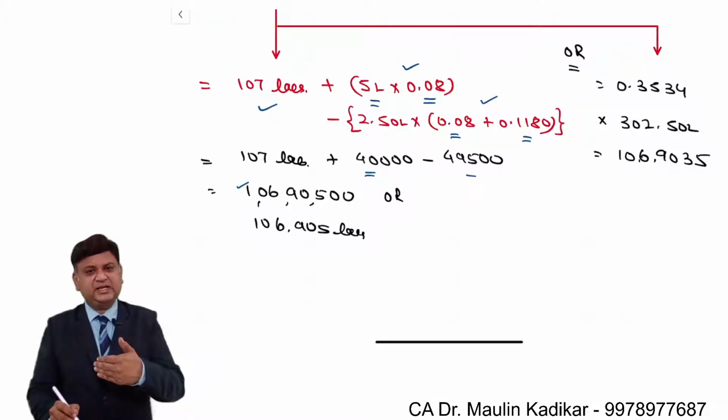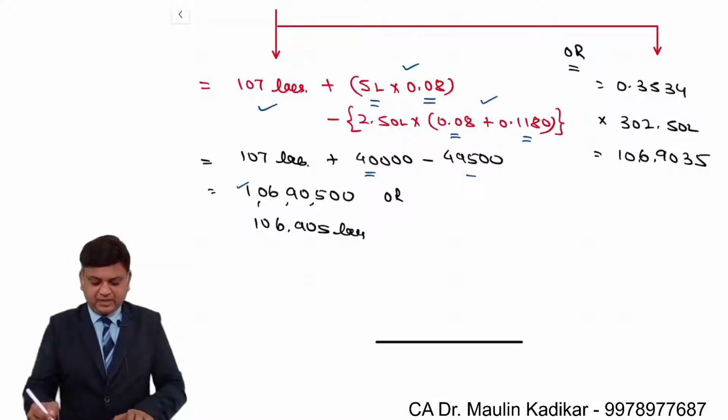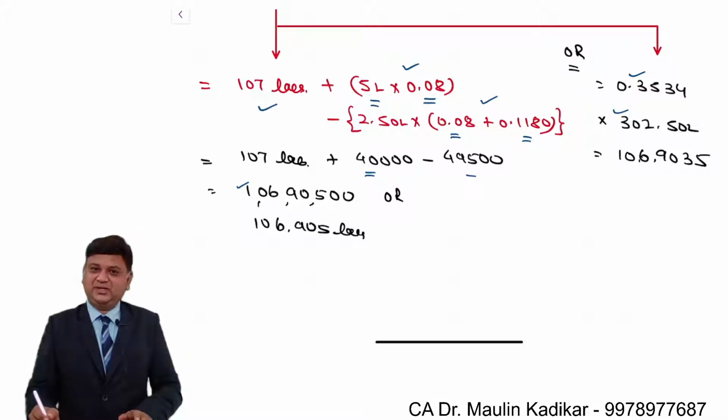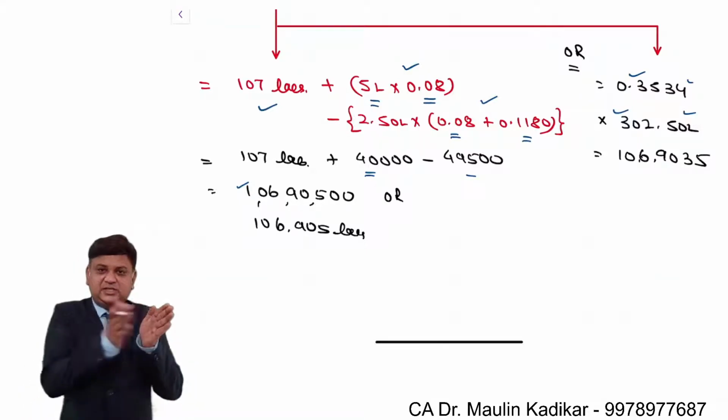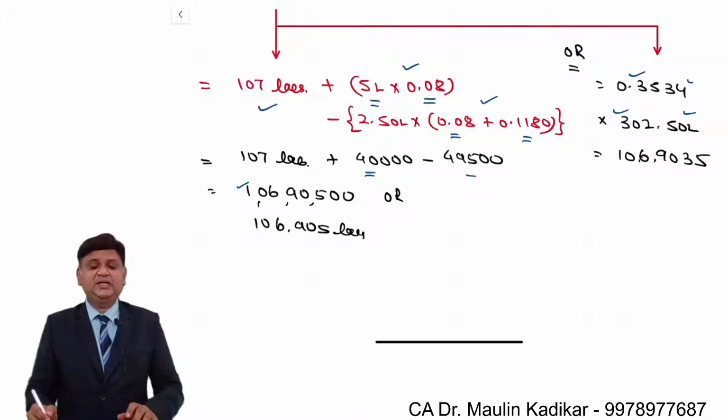In the second method it's very simple. The income per unit multiplied by the number of units outstanding. The number of units outstanding as on 31st of March is 302.5 lakhs, and the total income during these 3 months on a per unit basis is 35.34 paise. This is the way we can make the calculation of the answer.